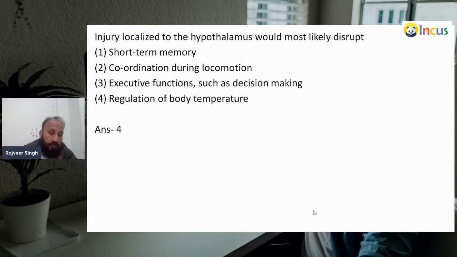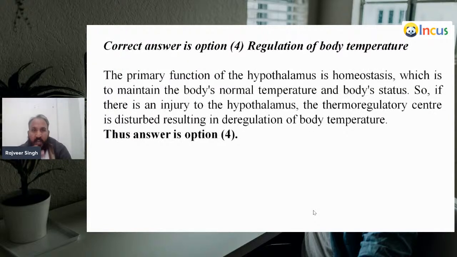Okay, so now the next question is about injury localized to the hypothalamus would most likely disrupt short-term memory, coordination during locomotion, executive functions such as decision making, or regulation of body temperature. Answer will be fourth, regulation of the body temperature.